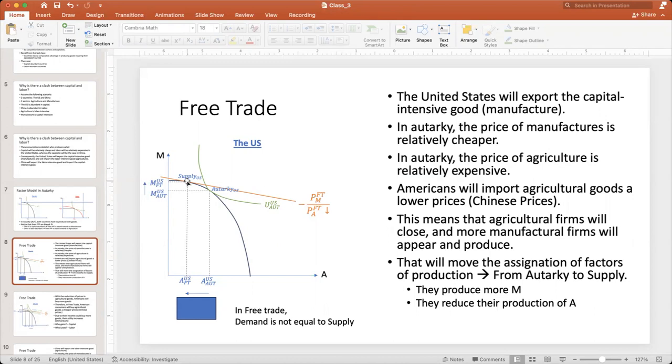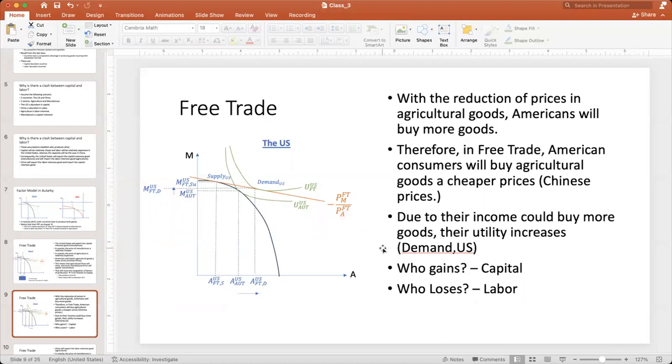But what happens with the demand? So the demand right now is facing a positive income effect. With the reduction of prices in agricultural goods, Americans will buy more goods. Therefore, in free trade, American consumers will buy agricultural goods at a cheaper price, the Chinese price. Because their income could buy more goods at lower prices, their utility will increase. So we are now here in the demand.